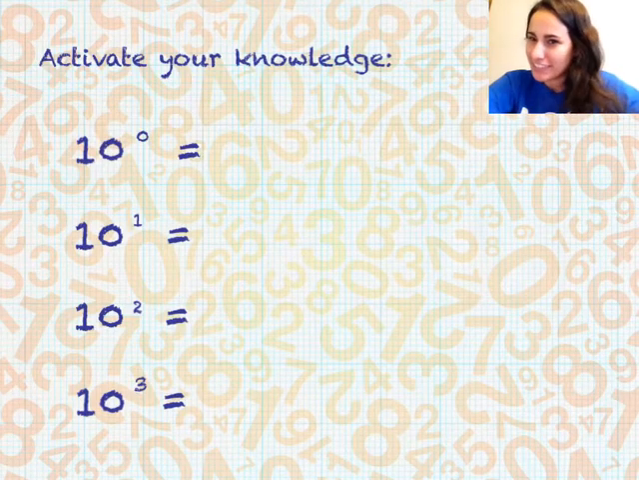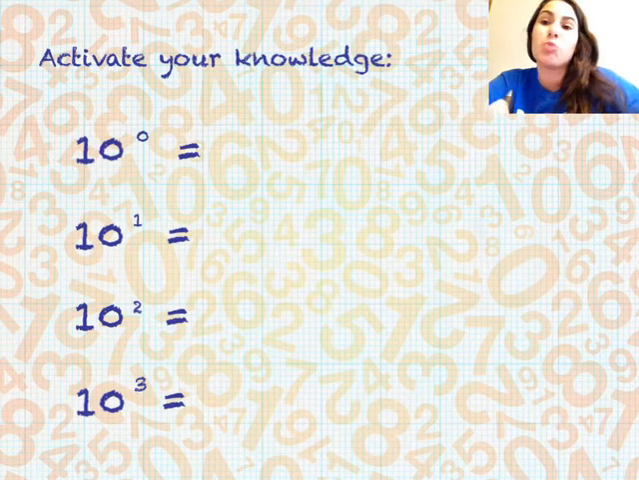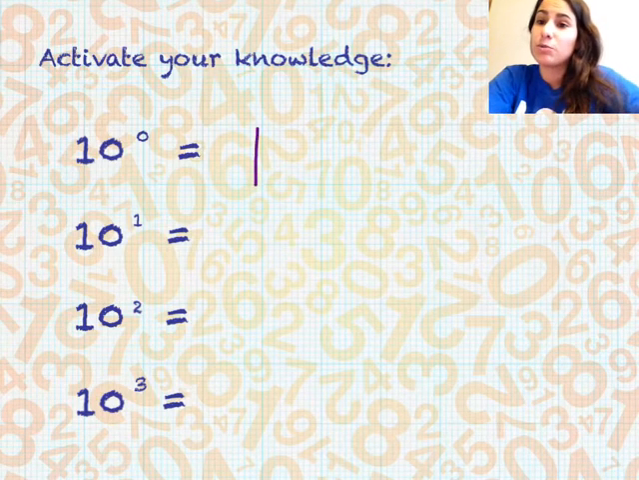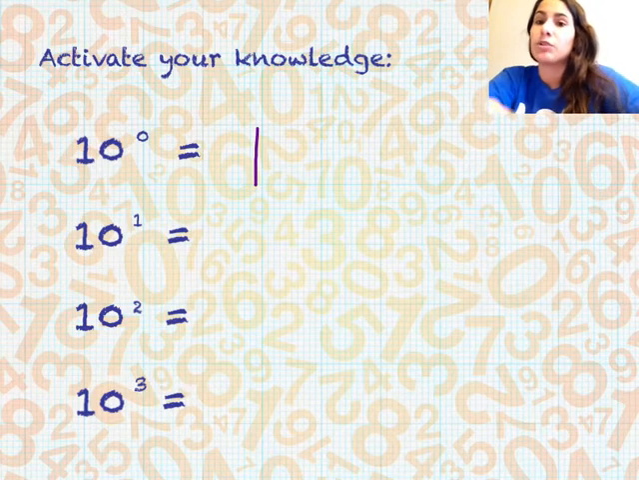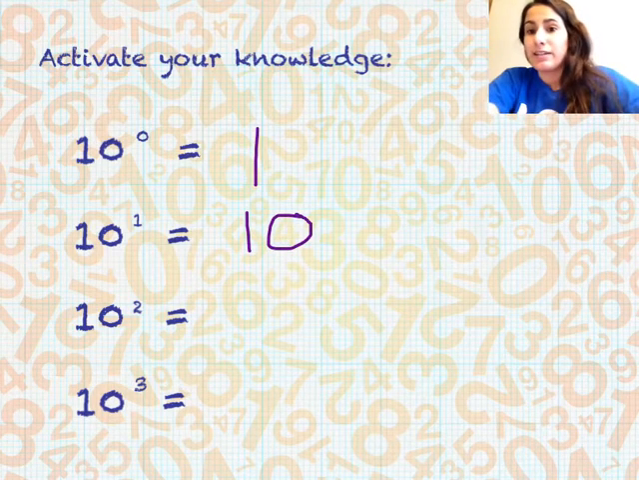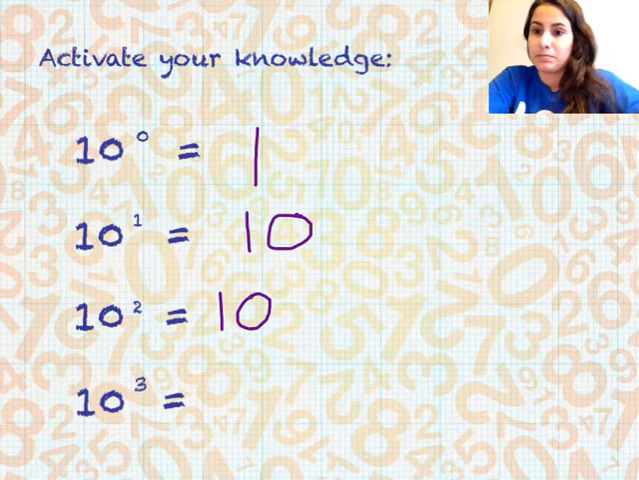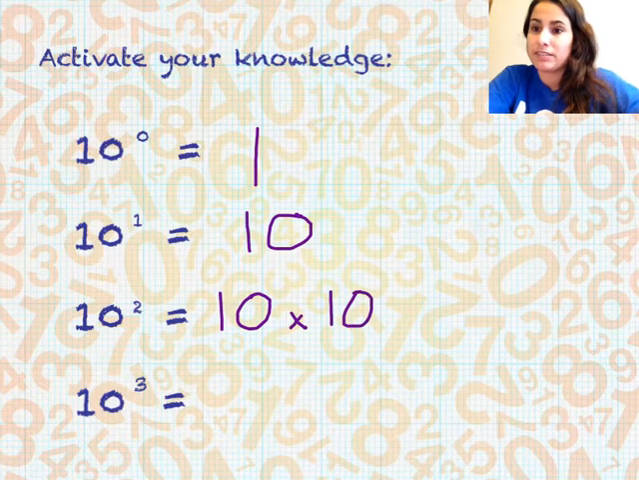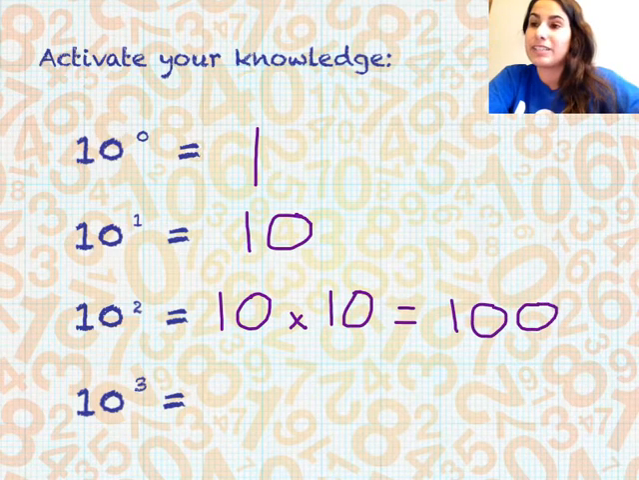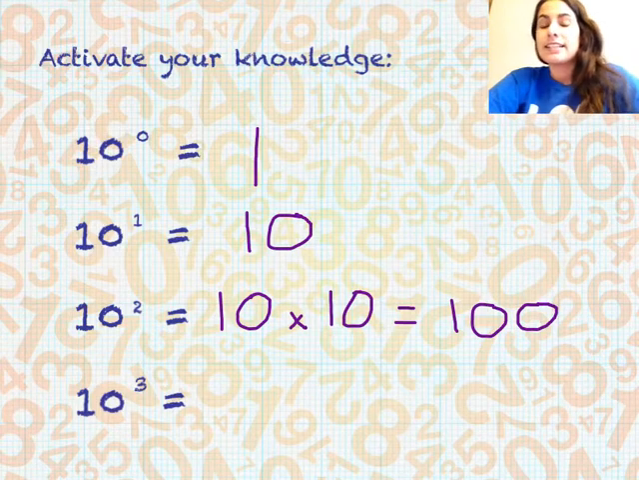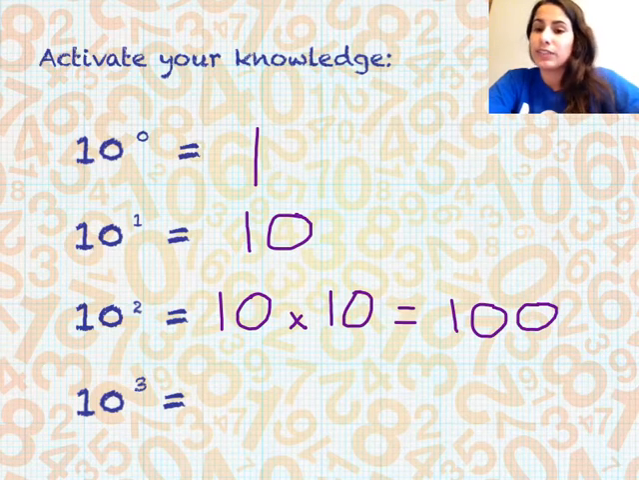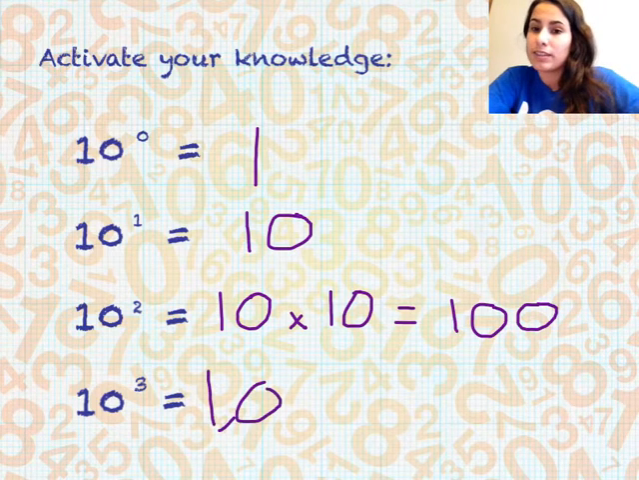Activate your knowledge. Anything to the 0 power is just 1, because we're not multiplying 10 by itself any times. So 10 to the 0 power is just 1. 10 to the first power is 10 multiplied by itself just once, so that's just 10. 10 to the second power is 10 times 10, because it's 10 multiplied by itself 2 times, which would be 100. Be careful, 10 times 10 is not 20, it's 100. 10 to the third power would be 10 times 10 times 10, or 10 multiplied by itself 3 times, which would equal 1,000.